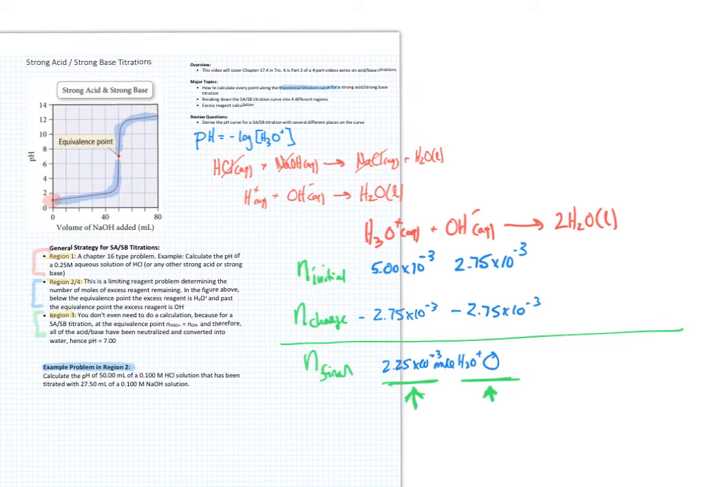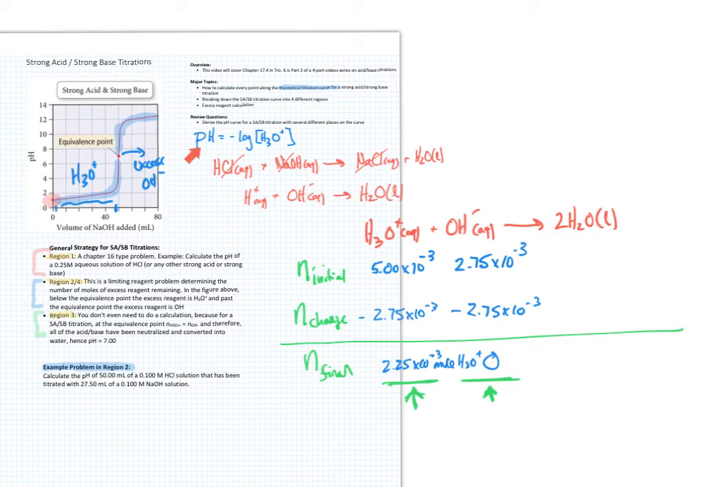So in region 2 in this curve, we have excess H3O plus concentration. From just after the beginning up to the equivalence point, this is going to be excess H3O plus. Past the equivalence point, this is going to be excess OH minus. So now we have the information that we need to figure out what the pH is at this particular point. At 27.50 milliliters addition, we can figure out what the pH is.